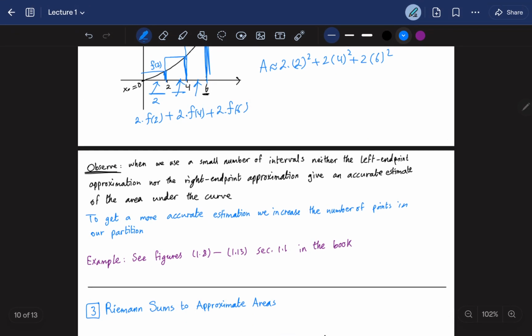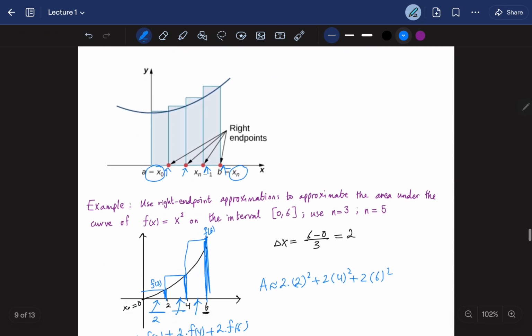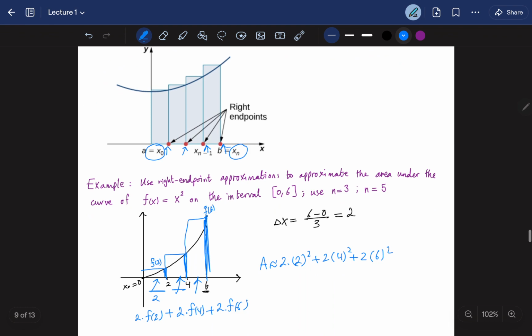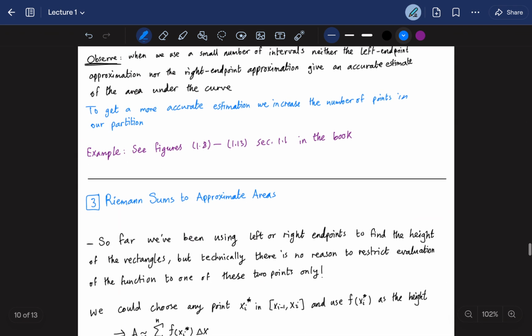Okay, so now as an exercise, try estimating the area with n equals 5 for this example.